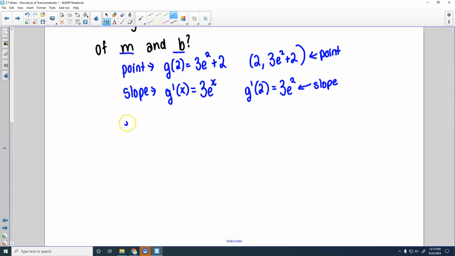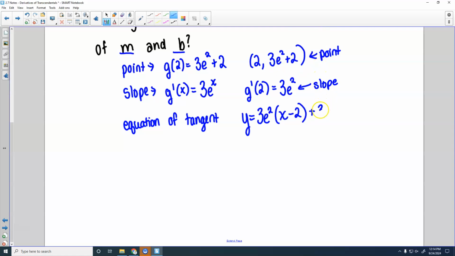Now we can write our equation of our tangent. To do that, we are going to have y equals our slope, which is 3e squared, times x minus 2, plus y1, which is 3e squared plus 2. Now, if they had just asked this question like the last question, then we could just leave this and we would be done.